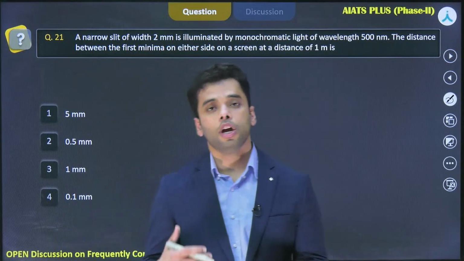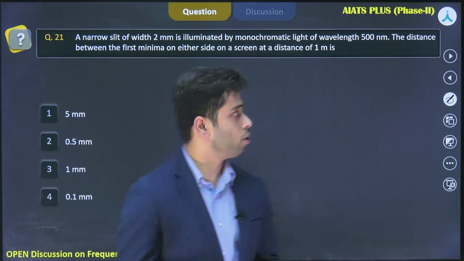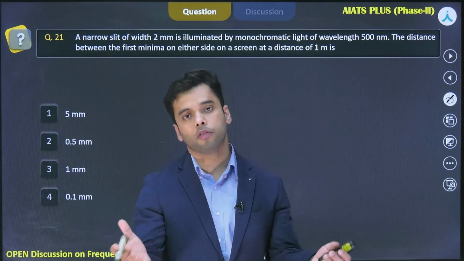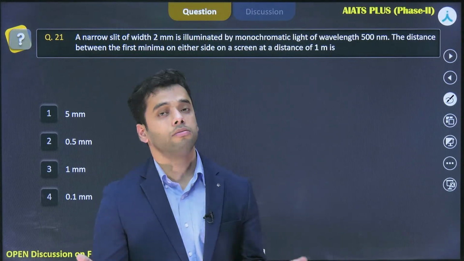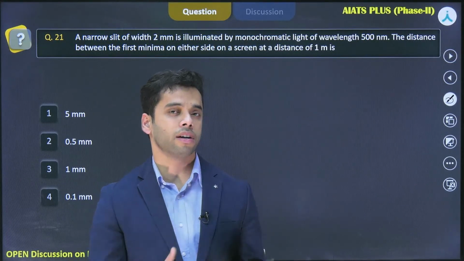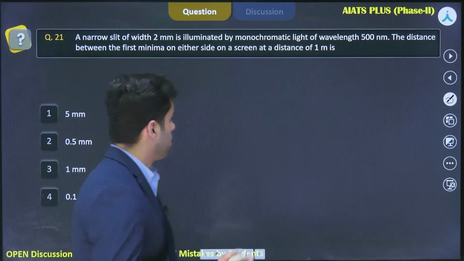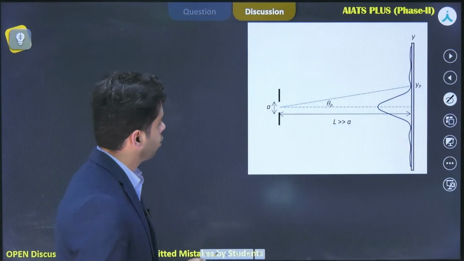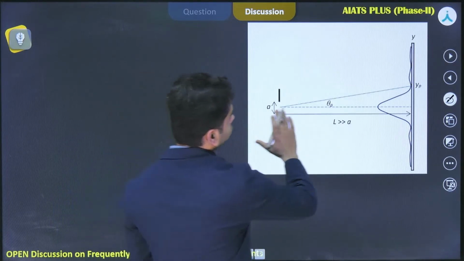So this time you need to calculate the distance between the first minima on either side of the screen. So this is a problem based on the chapter of diffraction. You may find it a bit difficult as compared to the other chapters. So let me go through the basic setup of diffraction. You have a narrow slit, and light is going like this.